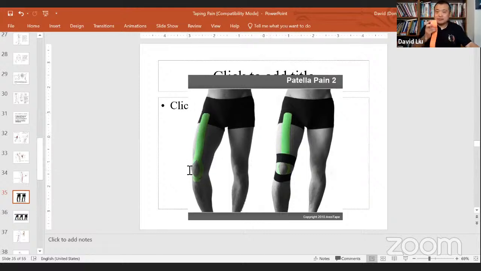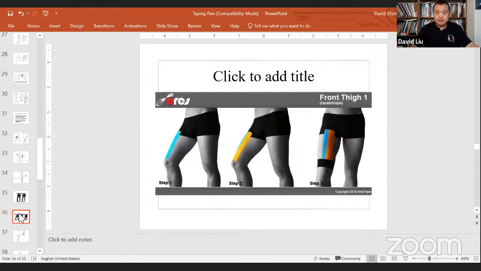The frontal knee pain, and the frontal thigh pain is quadriceps pain. When people have prolonged exercise, prolonged walking or standing, they may have frontal thigh pain, and this taping is a very simple procedure. Cut it, apply it.